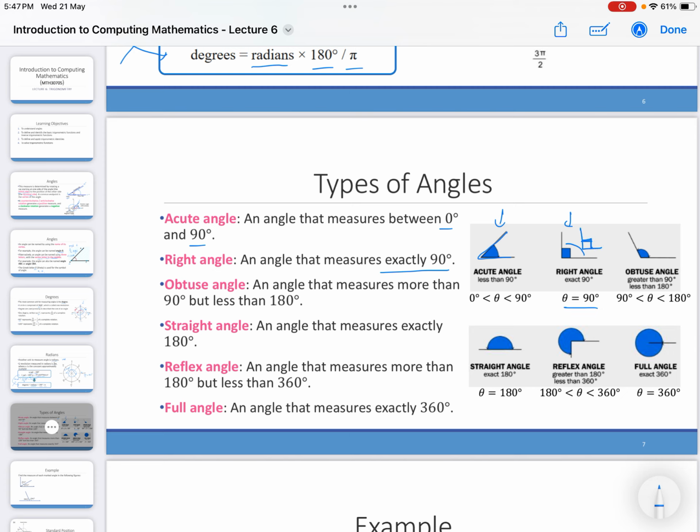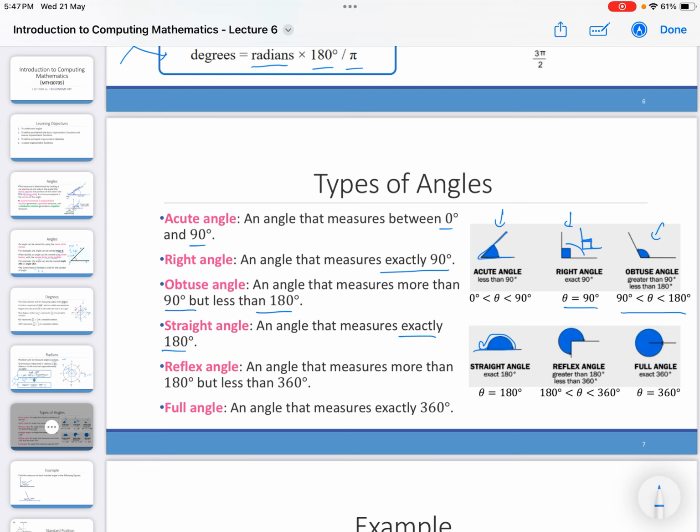So this one means it's 90 degree. And then obtuse angle is more than 90 but less than 180. So we have this one from 90 degree to 180, obtuse angle. And then straight angle. So straight angle measures exactly 180, which is this one, straight angle.